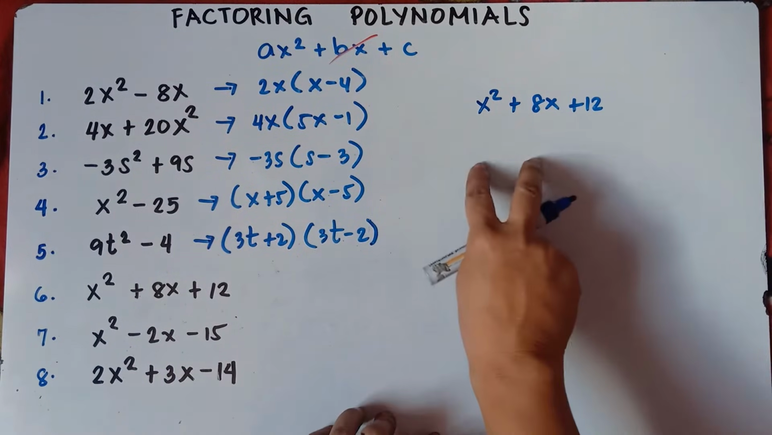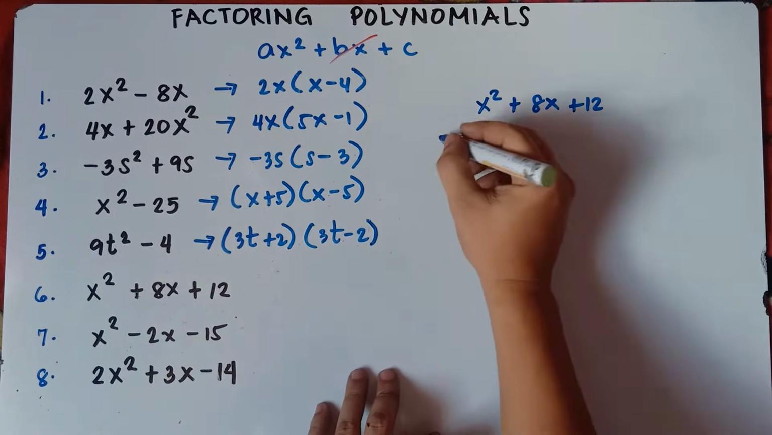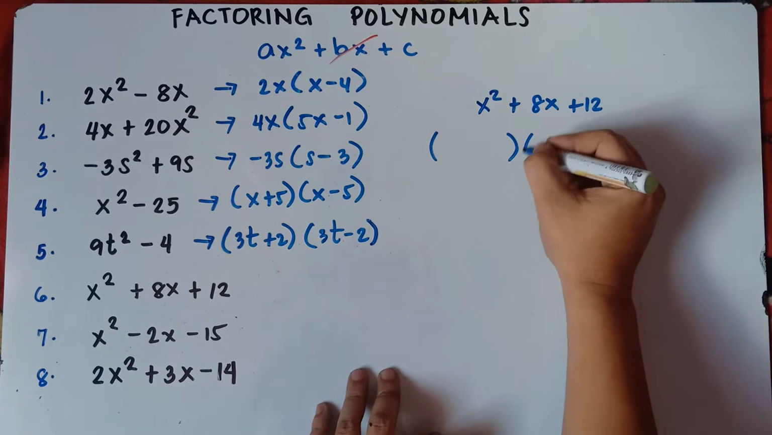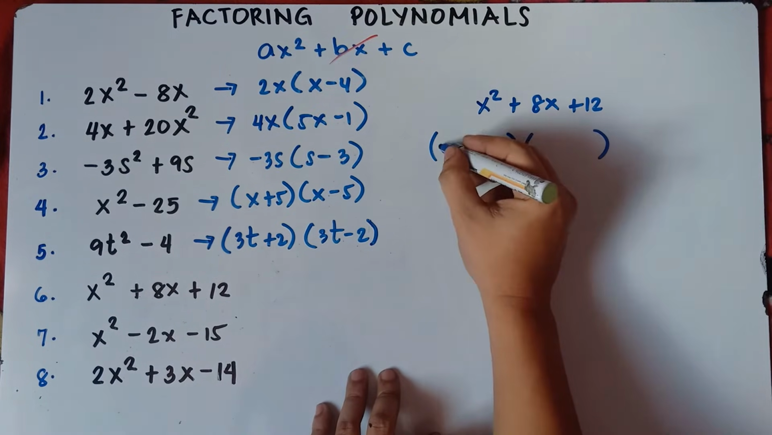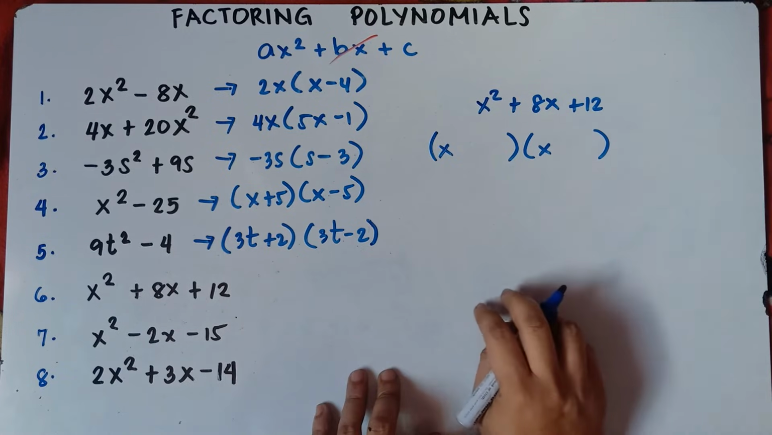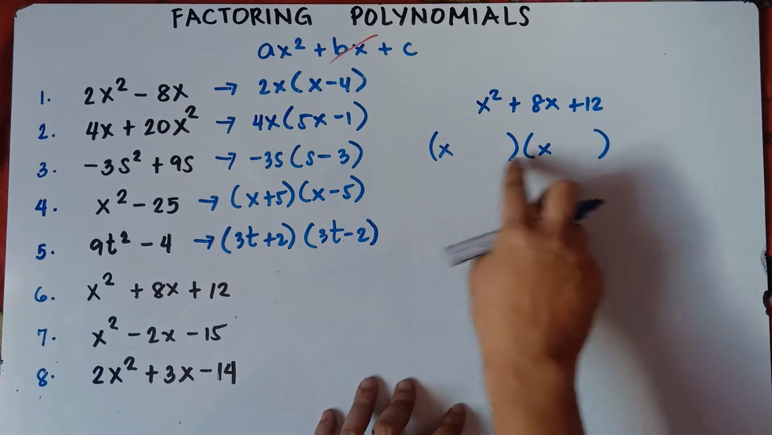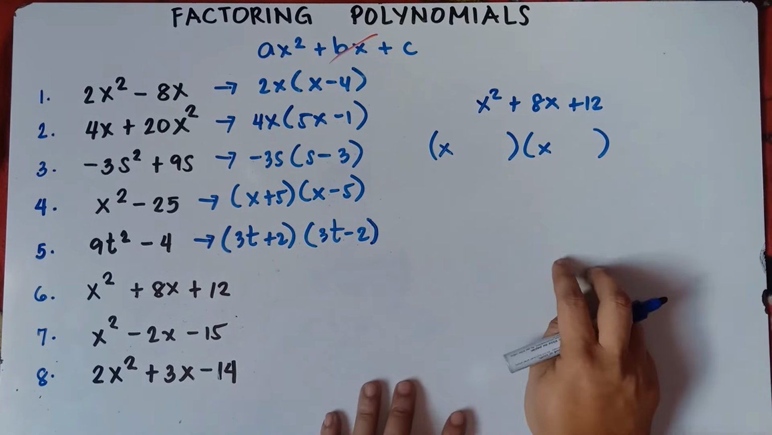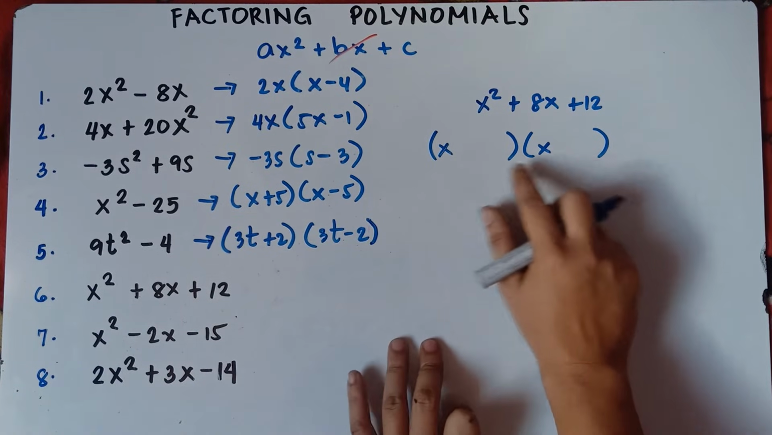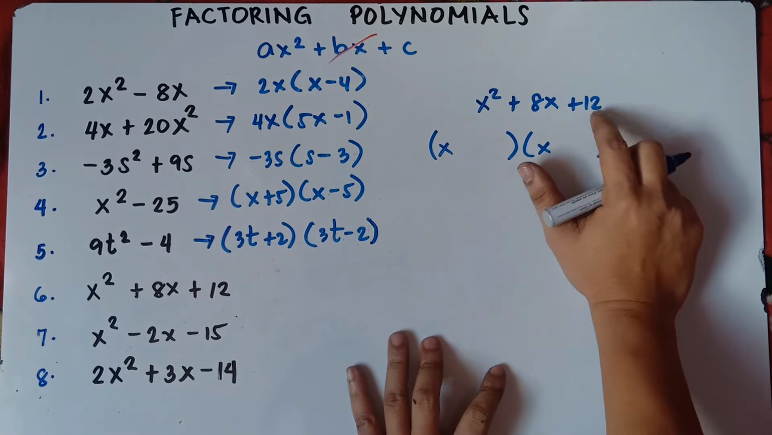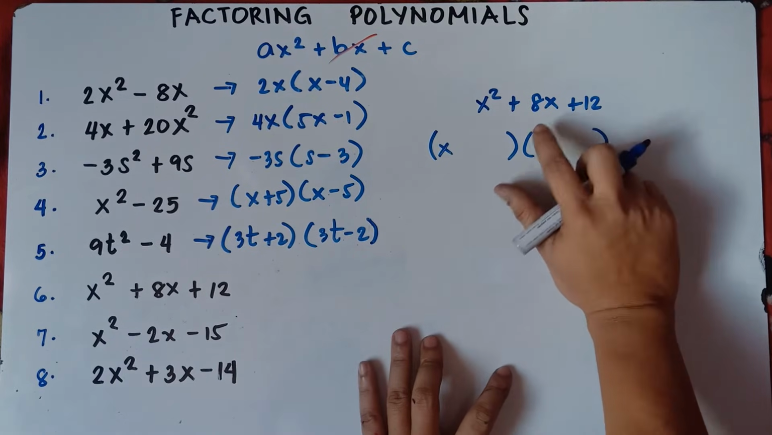So once again, your answer here for the trinomial should be two binomials. You will write two parentheses, and then write x in the first binomial and x in the second. Then you will be adding two numbers. You find two numbers that when you multiply, you get 12, and at the same time, when you combine them, you get 8.